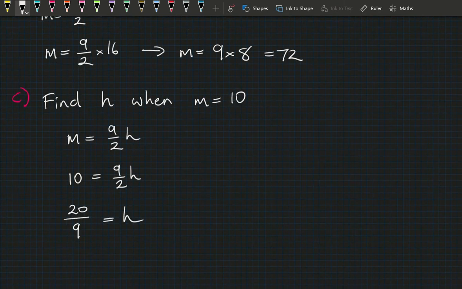And we can't really simplify that anymore, can we? Other than maybe make a mixed number. So the value of h when m equals 10 is 20 on 9.